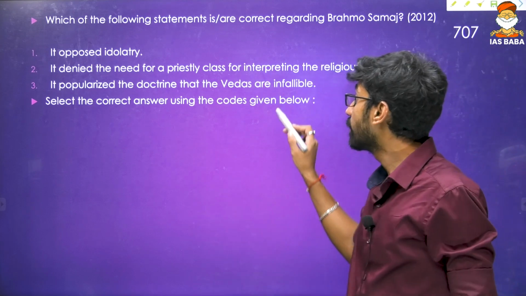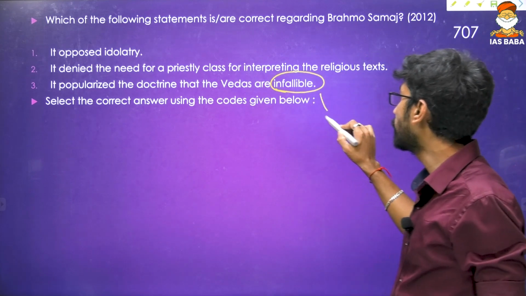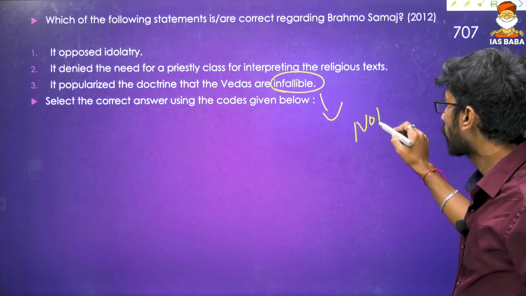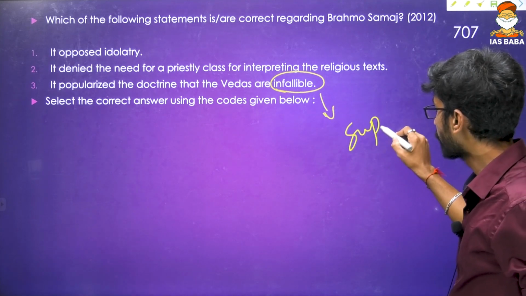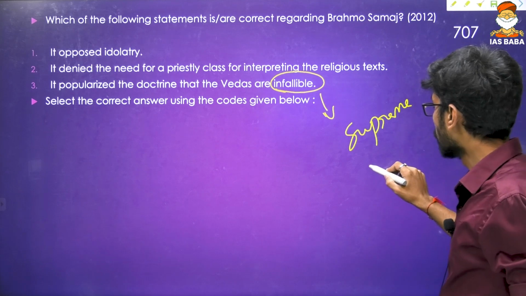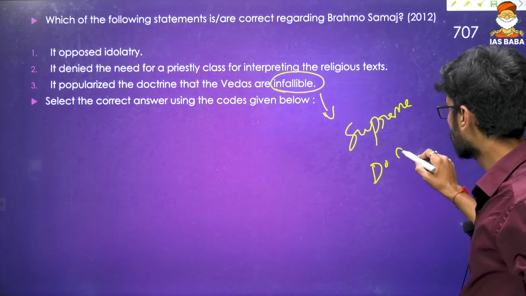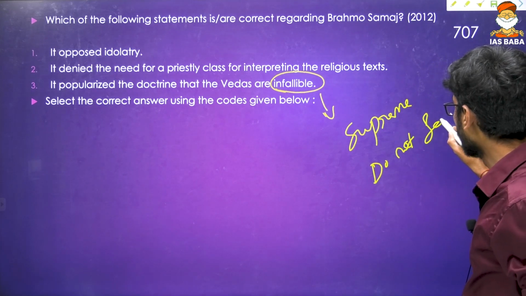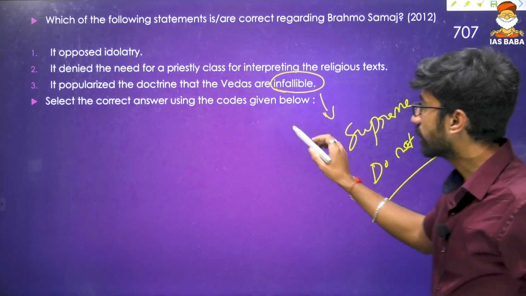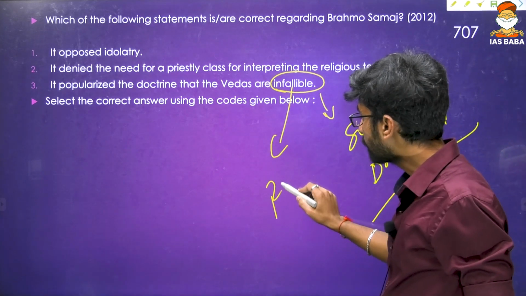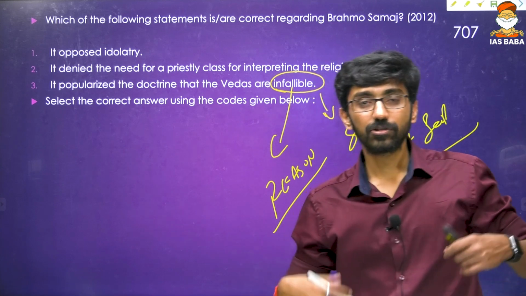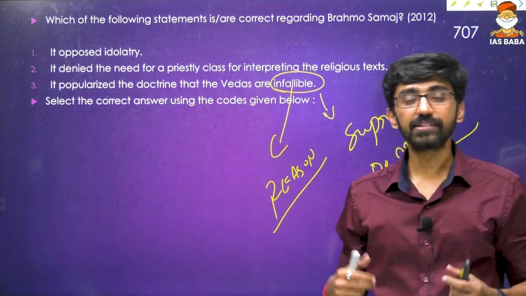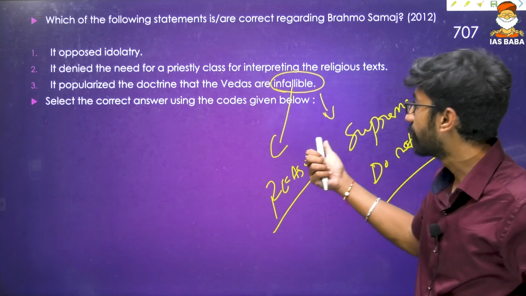But did it say Vedas are infallible? Infallible means they do not fail, or we can say Vedas are supreme. No, he did not say that one. He says that which is infallible is reason. We can say human reason, we can say rationality, and that is infallible.